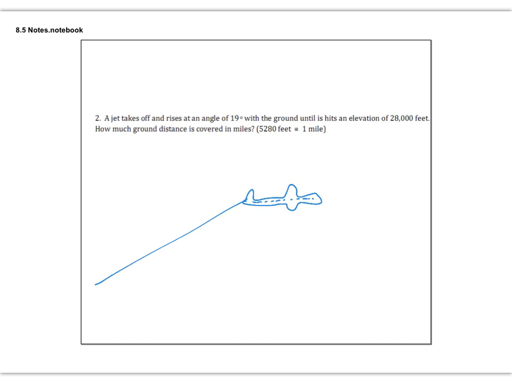It takes off at an angle of 19 degrees. So this angle right here that it took off at would be the angle of elevation, and it is 19 degrees. It continues to rise until it hits an elevation of 28,000 feet. That means it will be 28,000 feet off the ground when it decides to flatten its route and plateau, and that was probably going to be its cruising altitude until it starts its descent. So it's 28,000 feet above the ground. And we want to know how much ground distance was covered.